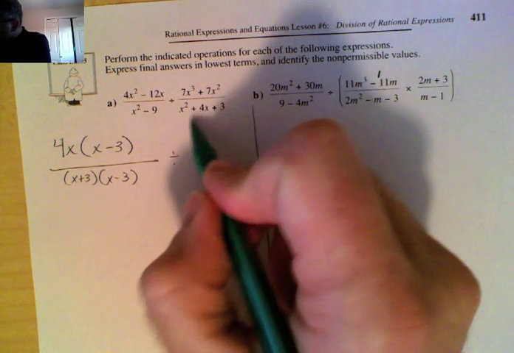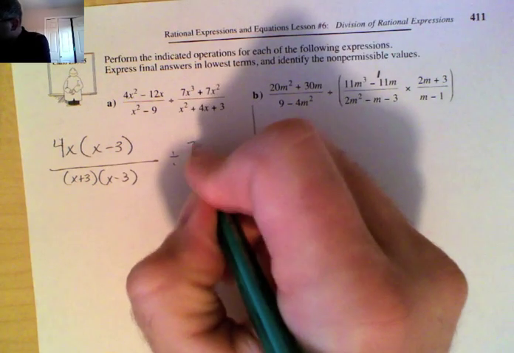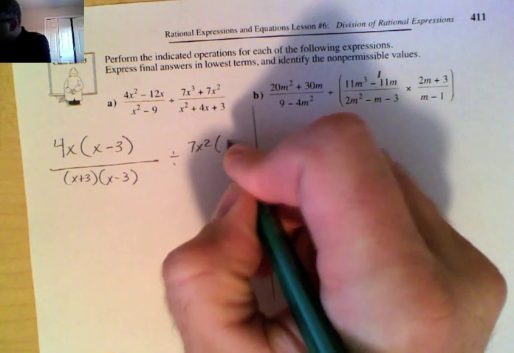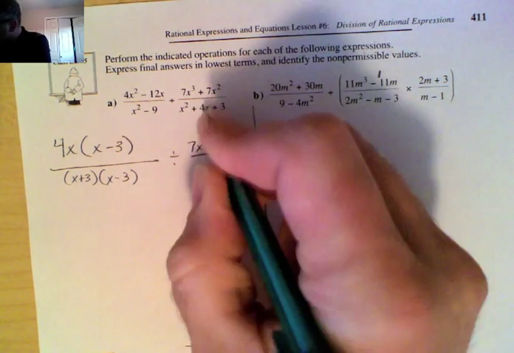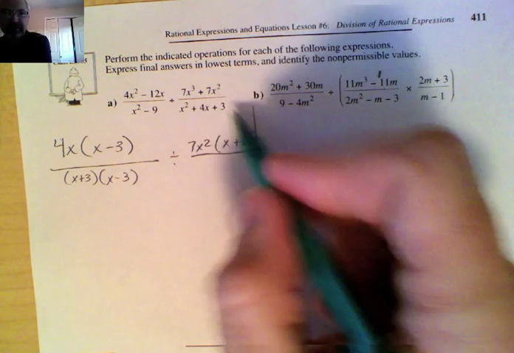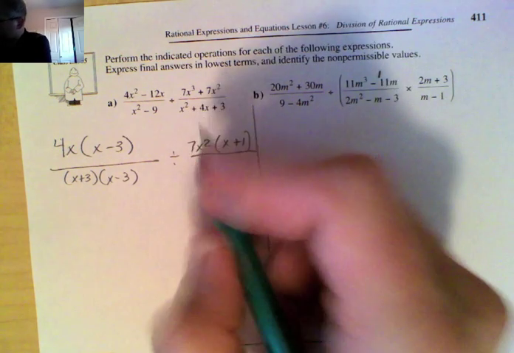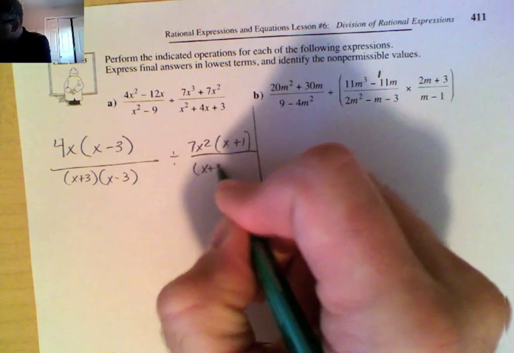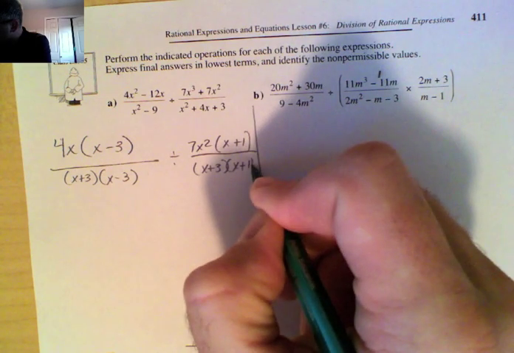Now, if I factor my numerator, I can take out 7x squared, leaving me with x plus 1. And in my denominator, if I use box method, two things that multiply to 3 and add to 4 are x plus 3 and x plus 1.